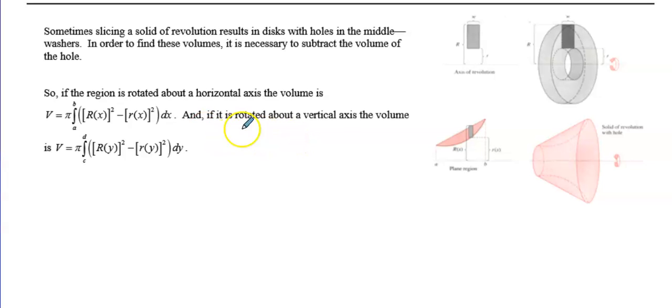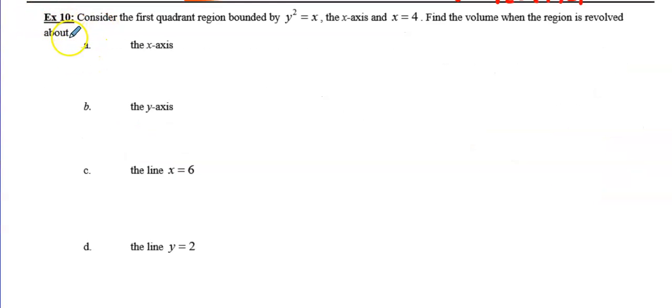If we're rotating around a vertical axis, then the volume equals pi, again, integrated over our top and our bottom bounds, of our big R squared minus our little r squared. So let's go ahead and do our example. I love this example as a review question because I'm going to rotate around all four of these lines, and they're done in a different way based on what we're rotating around.